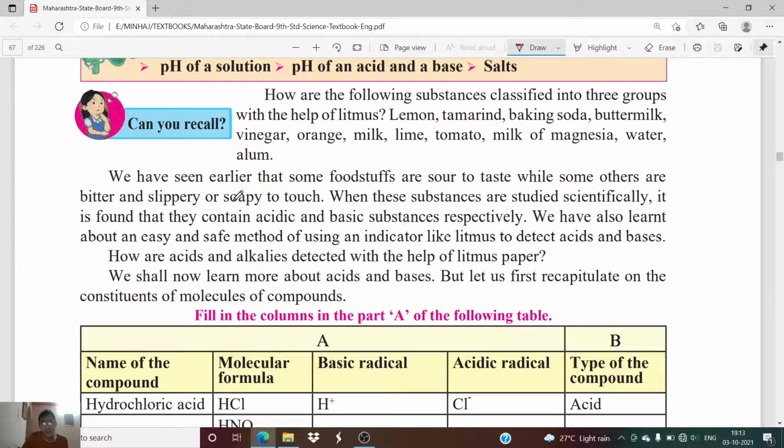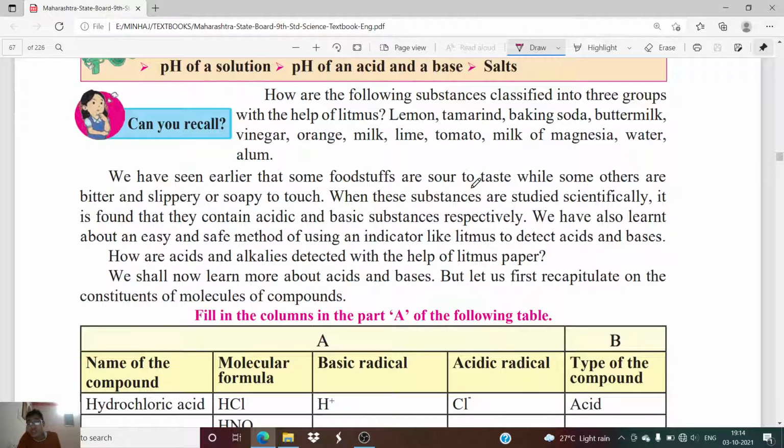We have seen earlier that some foodstuffs are sour to taste while some others are bitter and slippery or soapy to touch. The substances which have a sour taste are generally acids or acidic in nature, and the substances which have a bitter taste are basic in nature. Another property given here for bases is that these substances are slippery and soapy to touch.